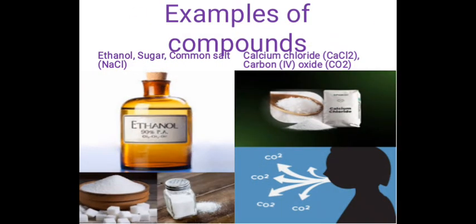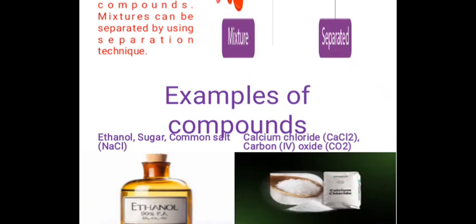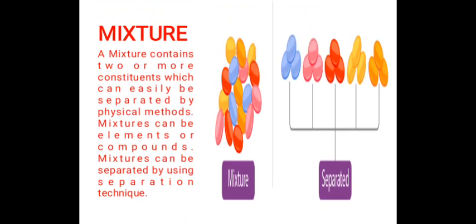Now let's look at examples of compounds like ethanol, sugar, common salt, calcium chloride, carbon dioxide. Now, what is a mixture? A mixture contains two or more constituents which can easily be separated by physical methods. Mixtures can be elements or compounds. Mixtures can be separated by using methods called separation techniques.